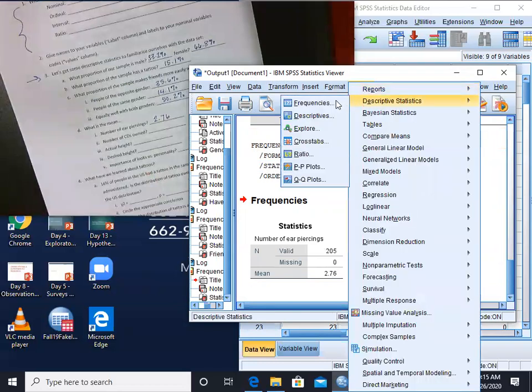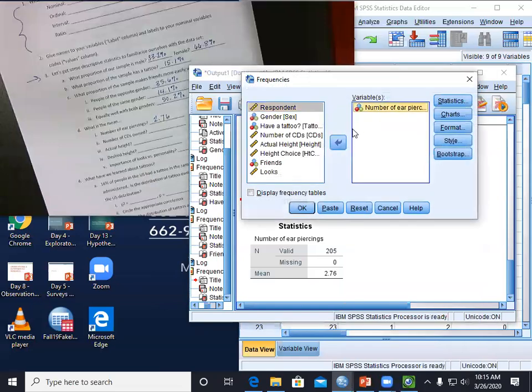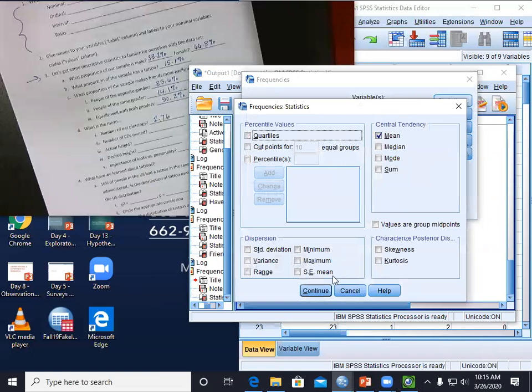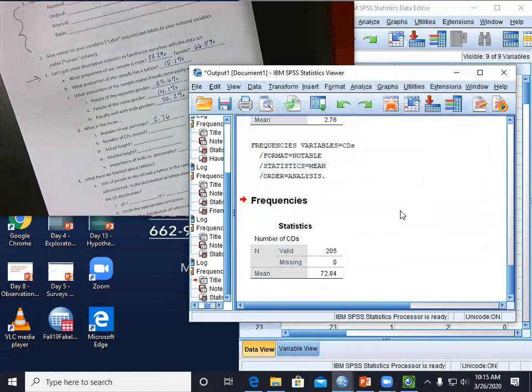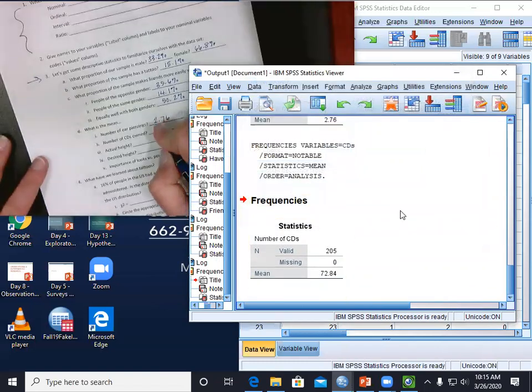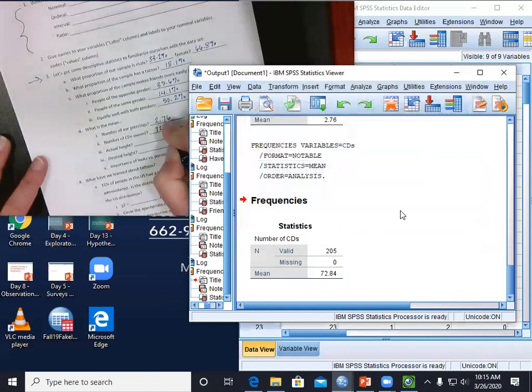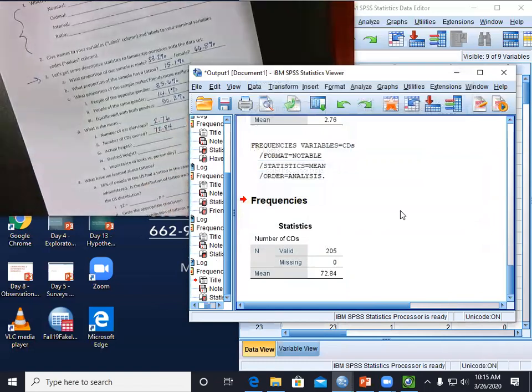All right, we're going to go to analyze, descriptive statistics, frequencies. We're going to put in number of CDs. All right, mean is already going to be checked in here because SPSS remembers what we just did. All right, and we are going to click OK and see that the mean number of CDs owned by this data set is 72.84 CDs.